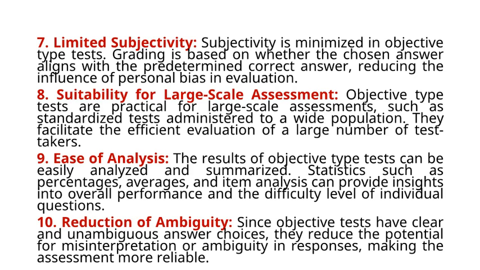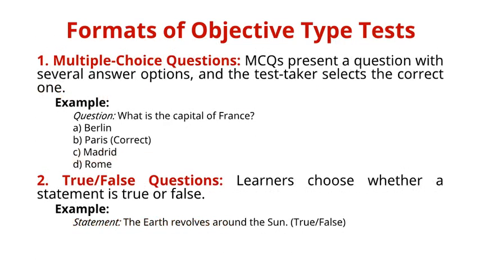9. Ease of analysis. The results of objective type tests can be easily analyzed and summarized. Statistics such as percentages, averages, and item analysis can provide insights into overall performance and the difficulty level of individual questions. 10. Reduction of ambiguity. Since objective tests have clear and unambiguous answer choices, they reduce the potential for misinterpretation or ambiguity in responses, making the assessment more reliable. What are various formats of objective type tests?